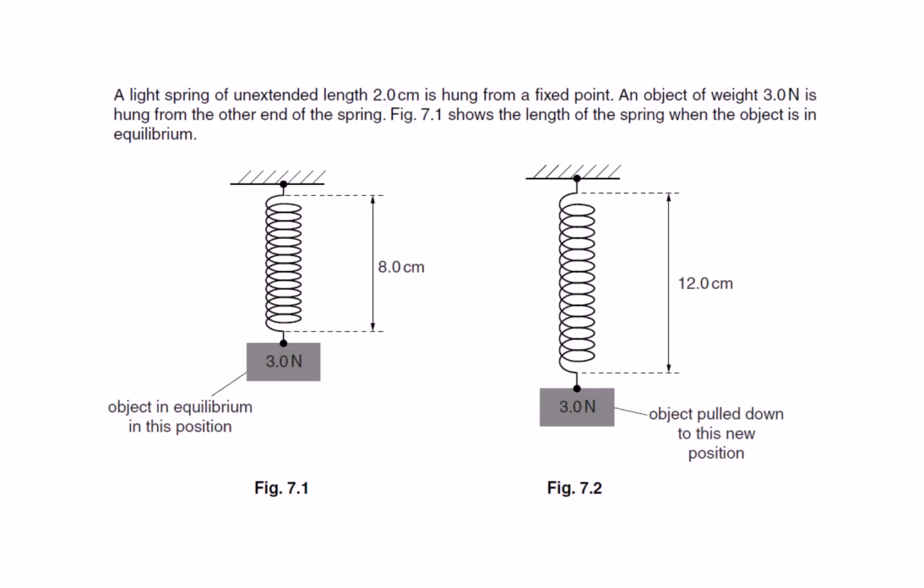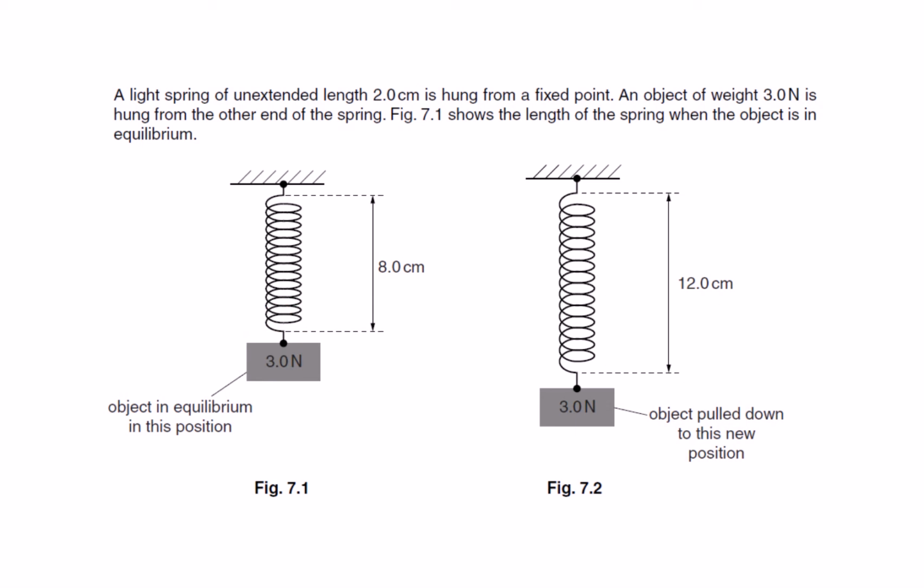So here we are on the final question of this June 2014 paper, and we're looking at some springs. So let's have a look. A light spring of unextended length of 2 centimeters is hung from a fixed point. An object of weight 3 Newton is hung from the other end of the spring here, and shows the length of the spring when the object is in equilibrium.